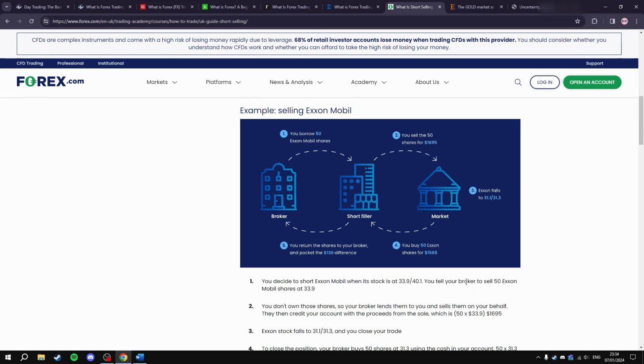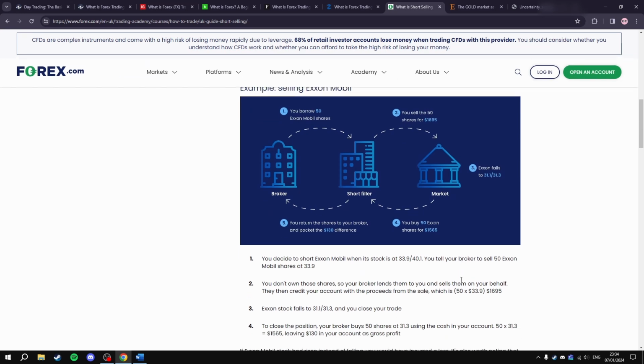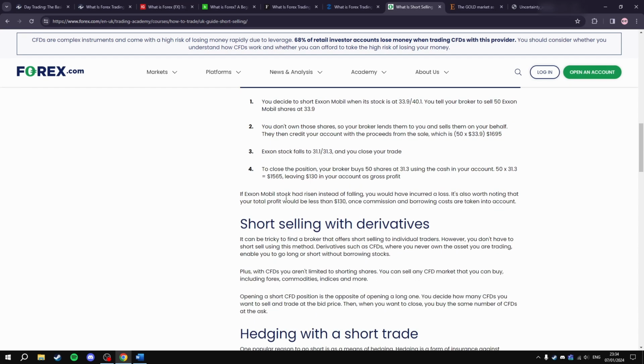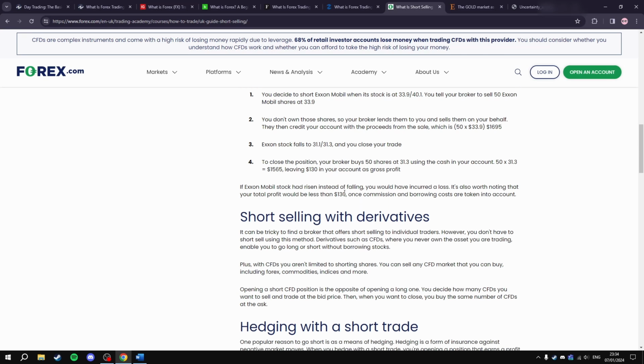You tell the broker to sell 50 at that. You don't own these shares, your broker lends them to you. They then credit your account with the proceeds of the sale, which is that. The stock falls to that, and you close your trade. To close the position, your broker buys 50 shares at that using cash in your account, leaving 100. Okay. If ExxonMobil stock had risen instead of falling, you would have incurred a loss. It's also worth noting that your total profit will be less than that once commission and borrowing costs are taken into account.